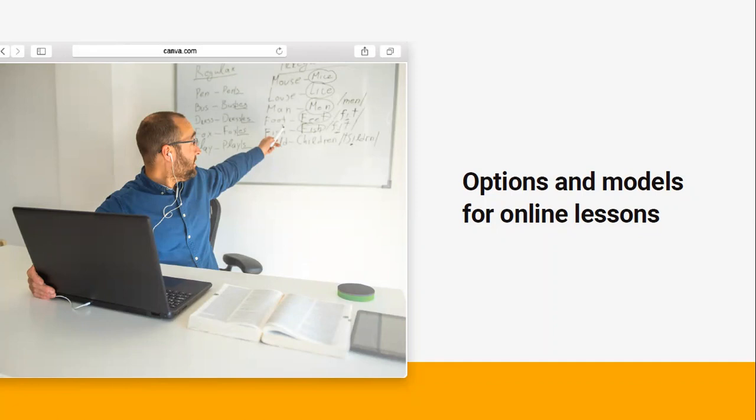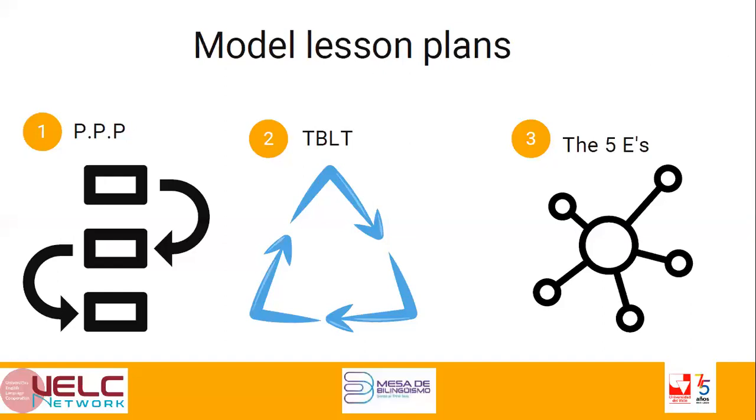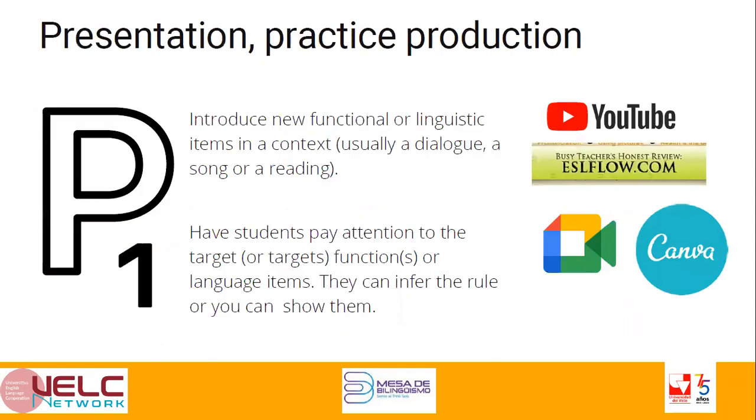Okay, what are the options and models? Of course, there are hundreds of models. We are going to concentrate on three: the PPP, the TBLT, and the 5 Es. I'm sure you're already familiar with the first two. In fact, I tried to organize them from the more traditional to the more innovative, and also from the less communicative to the more creative or communicative.